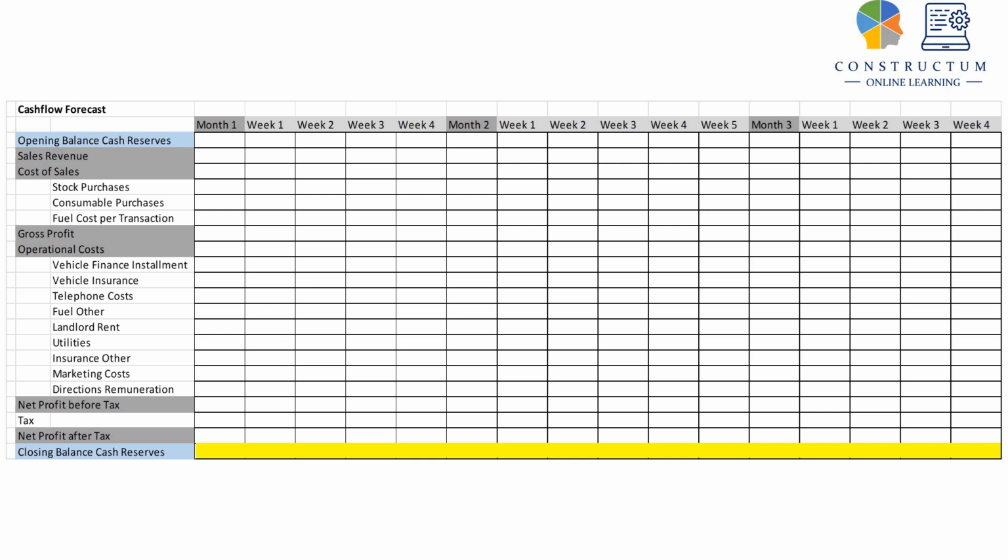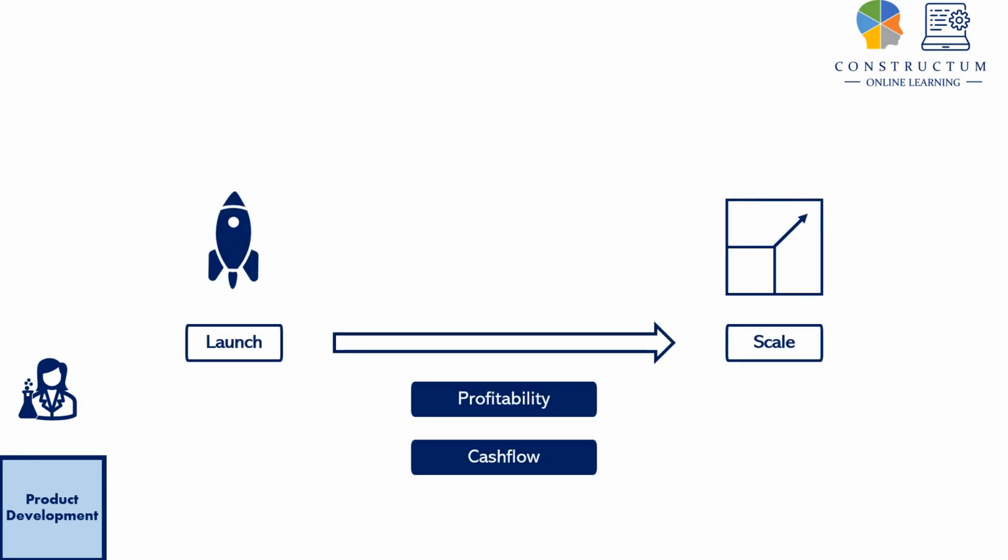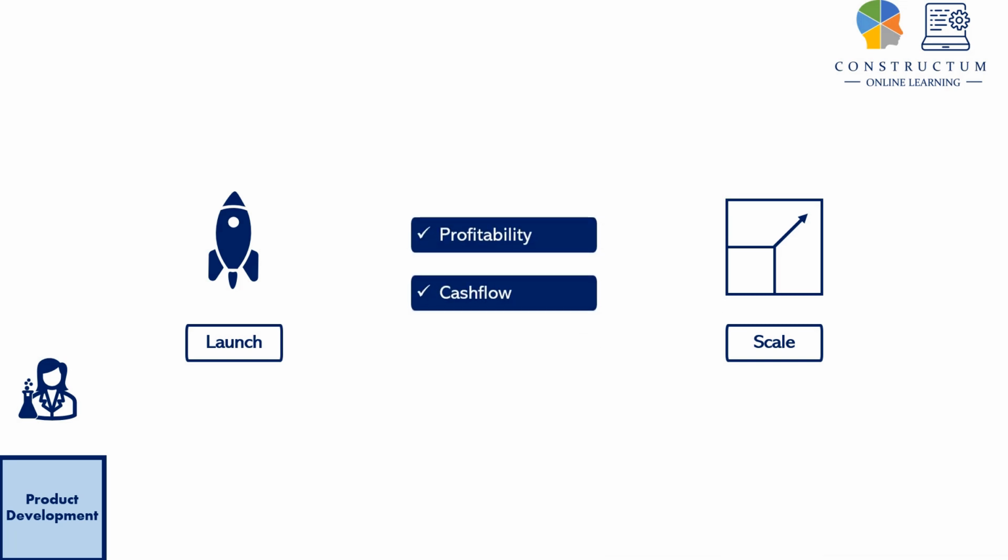You can move on to the product scaling phase when you are convinced that the business can make a profit of sufficient value to pay you an income and to generate a cash surplus. And if you were able to fund business operations successfully from cash flow throughout the launch period.